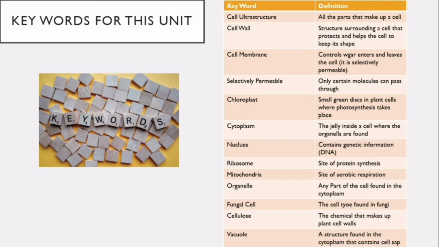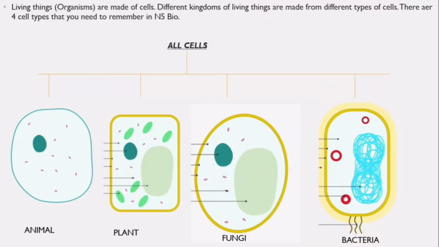The nucleus contains the DNA, the genetic information. The ribosome is the site of protein synthesis. The mitochondria is the site of aerobic respiration. An organelle is any part of the cell found in the cytoplasm. The fungal cell is the cell type found in fungi. Cellulose is the chemical that makes up the plant cell walls. A vacuole is a structure found in the cytoplasm that contains cell sap.